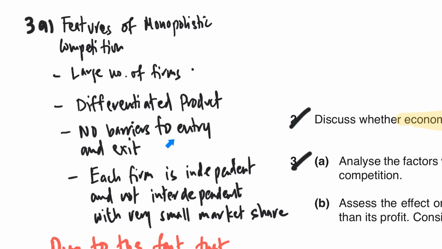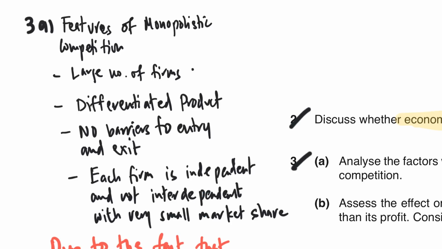There is no barrier to entry, which means freedom of entry and exit, and that's also a reason why there are a large number of firms. And because of no barriers to entry and exit, each firm will have a very small market share. Each firm is also independent and not interdependent.